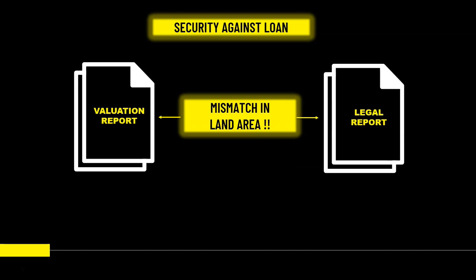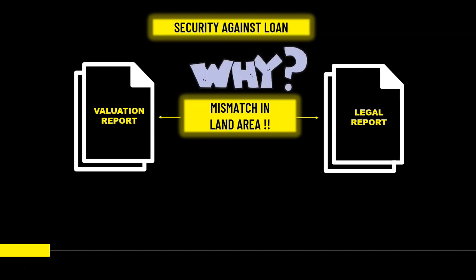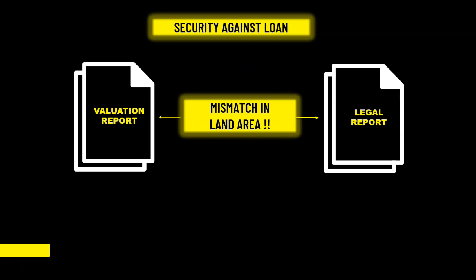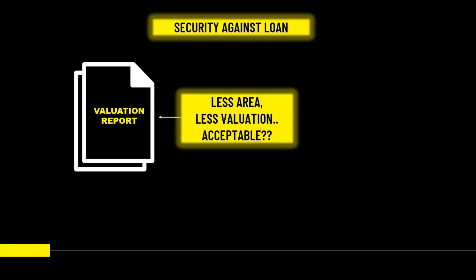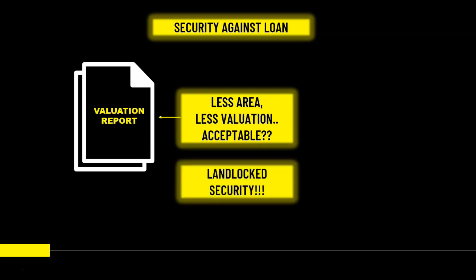It's always a good practice to keep things in black and white and ask for the reason. Because you never know that the difference might be due to litigation or some other reason which can make the security unacceptable. The customer will always try to convince you that although the extent of land shown in valuation report is less than what is mentioned in the legal report, since the valuer has given valuation for the lesser land area, there is apparently no issue in accepting the same. However, there is a catch. What if the sacrificed land was the entry point to the plot, now leaving it landlocked?